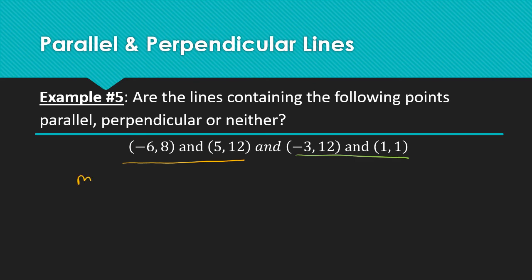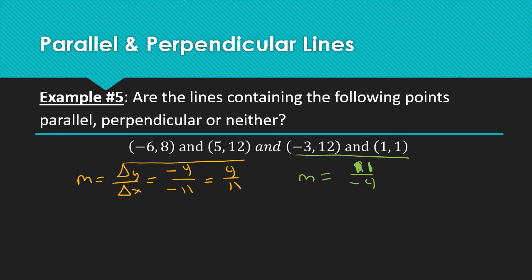All right, welcome back. So we know that slope is change in y over change in x. So I end up with negative 4 over negative 11, which really becomes 4/11. Over here, my slope is 12 minus 1, which is 11. Sorry about that. And negative 3 minus 1, which is negative 4.